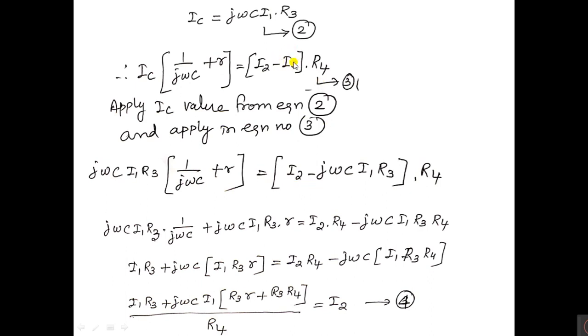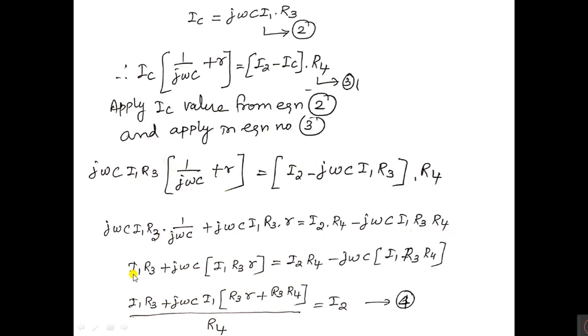Here also IC is there. I am going to replace this IC here also. Right? If I replace, I am getting this expression. Now I am going to multiply this term. This is common for this bracket. I am going to multiply this. If I multiply, I will get this expression.